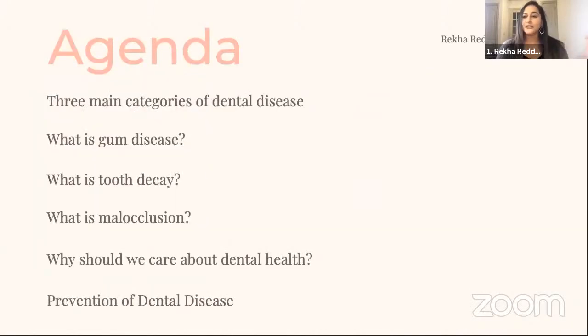The first thing we're going to talk about is how I like to categorize the three main areas of dental disease. We're going to focus on gum disease, tooth decay, and malocclusion, why we need to care about dental diseases, why they're important to our overall health, and how we can prevent these diseases.